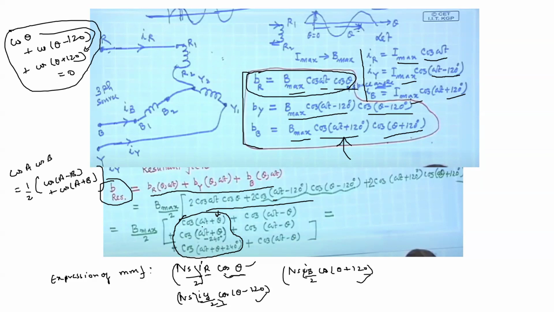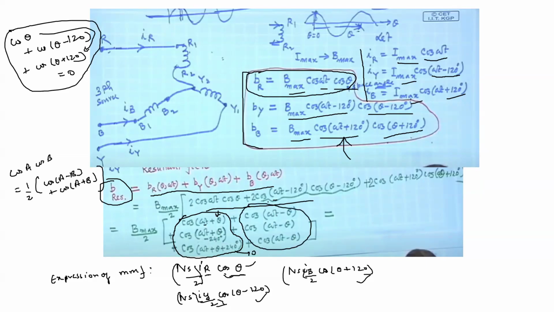Here also it is the same thing, but instead of theta we have omega t plus theta. Omega t plus theta is common in all the three, so omega t plus theta minus 240, which is plus 120, and omega t plus theta plus 240 is minus 120. So this comes out to be 0. So what are you left with? You are left with only these three.